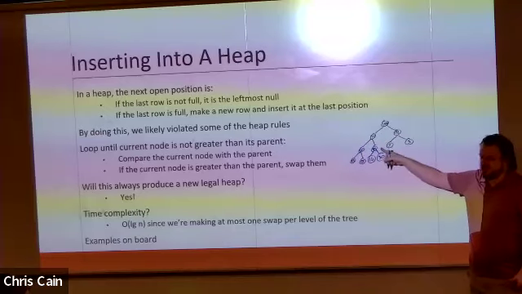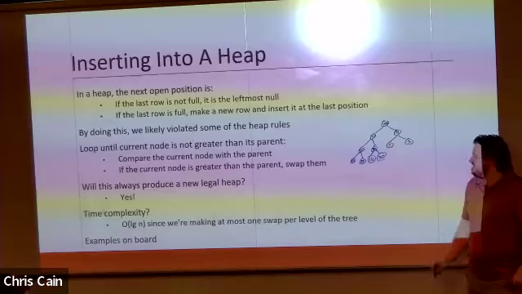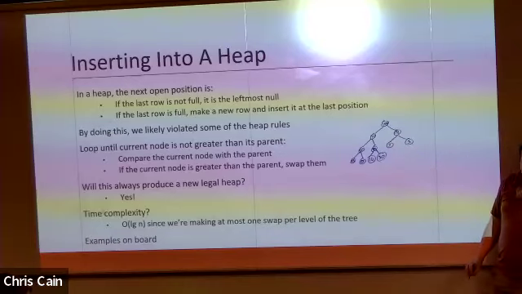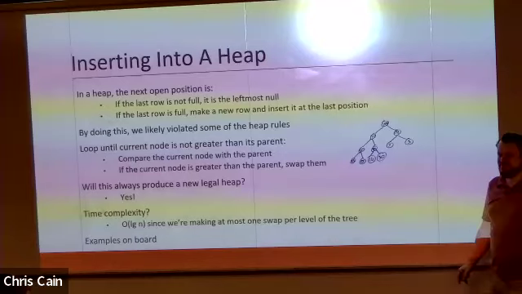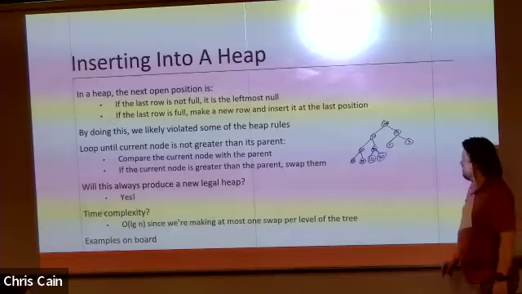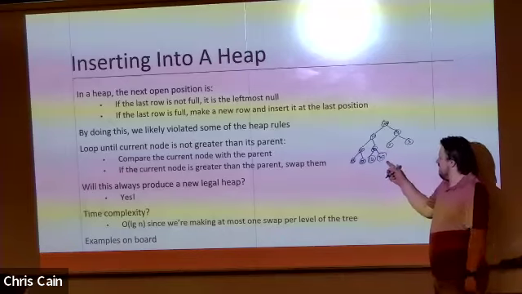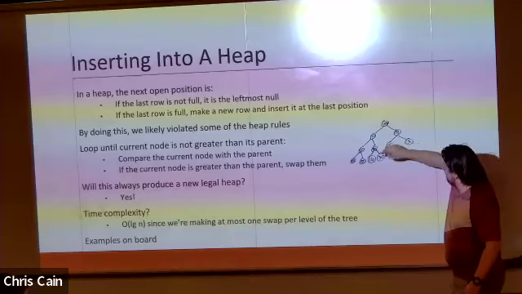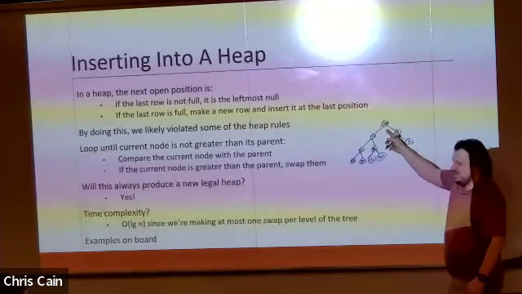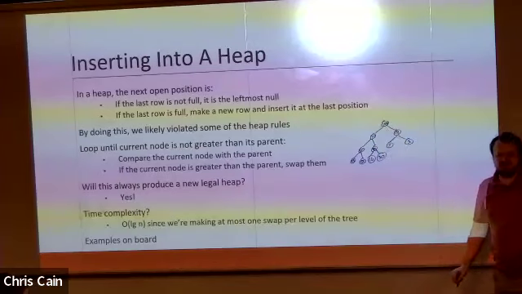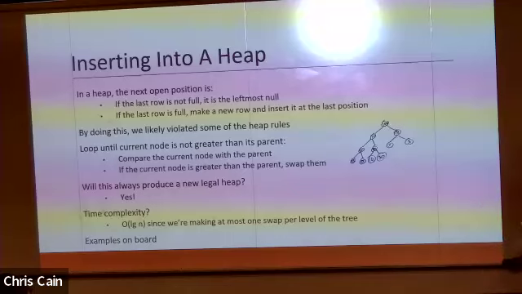Recurse. We're still at this 42. Is 42 greater than 70? No. Now we just stop the process. The insertion is finished. The heap should be legal. And it is. But if we inserted something like 1,000, you would see we would swap, swap, swap. And it would end up at the root. And that would be okay. That entire process would maintain the heap structure.